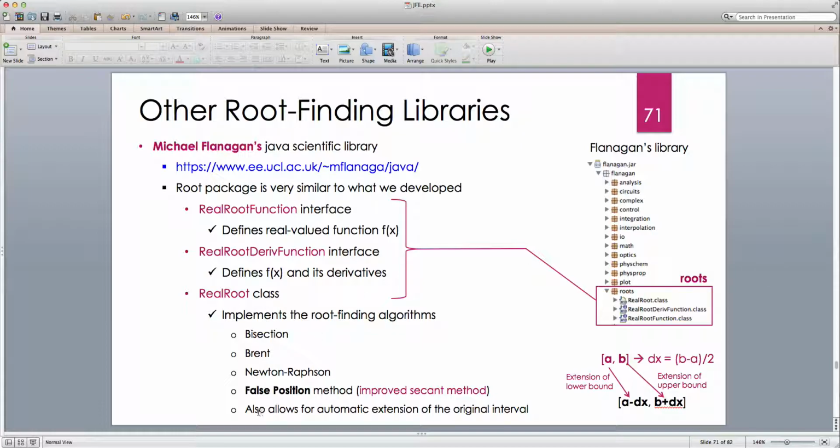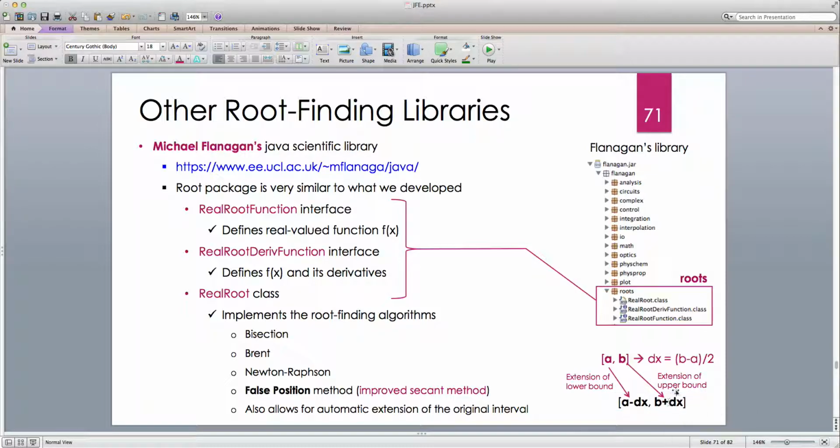All right, now there is another good algorithm in this real root class, which allows for automatic extension of the original interval. What does it mean? If we set the original search interval as a, b, it finds the half length of the interval, b minus a over 2. Now when we call one of these methods, it first tries to determine whether or not this initial interval is a valid bracket. If it's a valid bracket, it continues with the method, but if it's not, it tries to extend the interval ab into a minus dx, b plus dx.